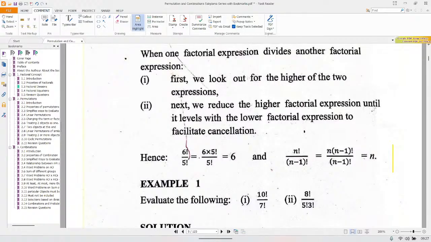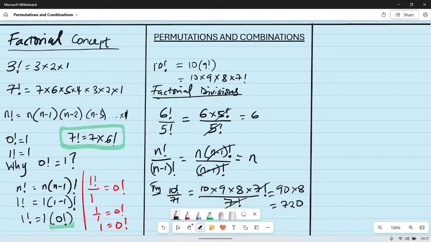Another example, 8 factorial over 5 factorial times 3 factorial. 8 factorial over 5 factorial times 3 factorial. How do I simplify this? This becomes 8 times 7 times 6 times 5, okay, I can end at 5 factorial, all over 5 factorial times 3 factorial. Are we okay?